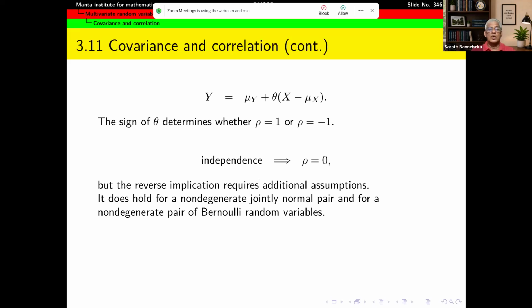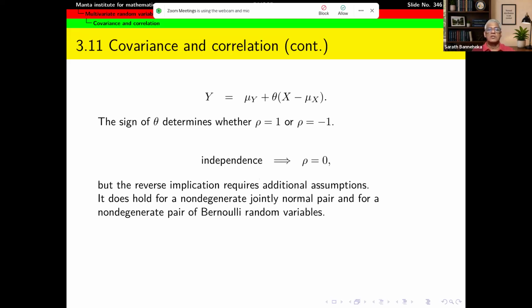It does hold for a non-degenerate jointly normal pair and for a non-degenerate pair of bivariate Bernoulli random variables. Right. So this gives you an exceptional case where rho equal to 0 actually implies the independence. Right? In general, rho equal to 0 does not imply independence between two random variables. But these are two special examples where rho equal to 0 actually implies independence.